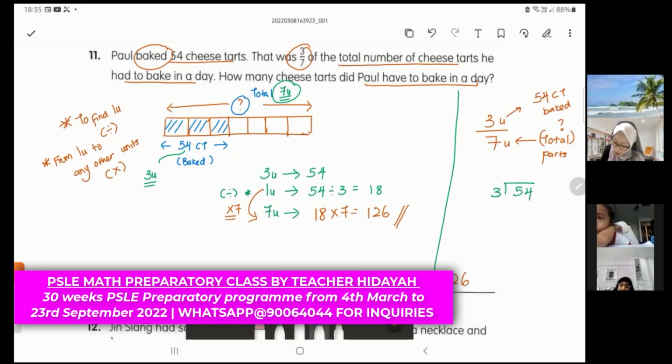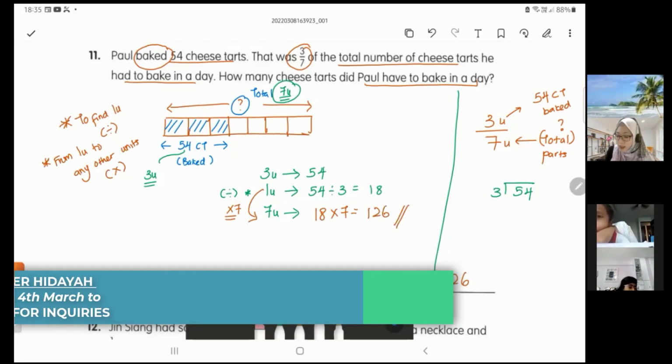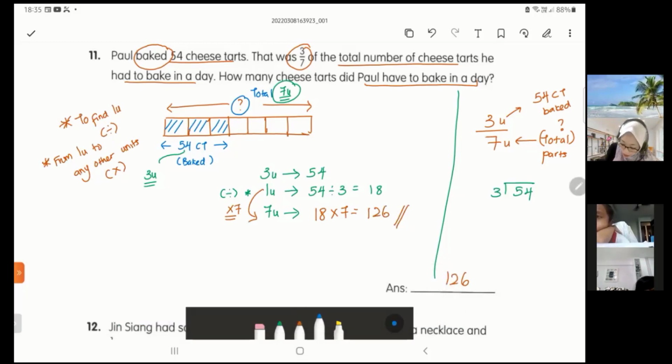By the way, if you want to know, there is another method. I just want to share with you all. So I have 3/7 of the total number of cheese tart. So I know that 3/7 is 54. The fraction method, which I don't prefer. I don't like the fraction because it's quite confusing. I want to know how many he needs to bake in one day. Means I want to know the whole.